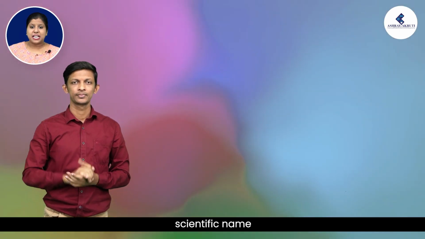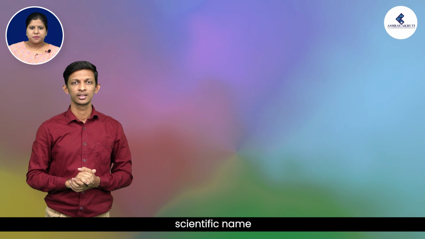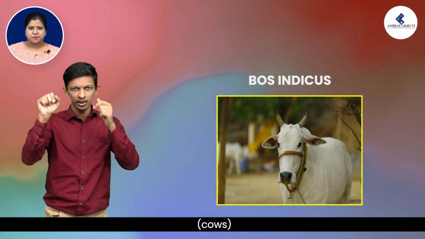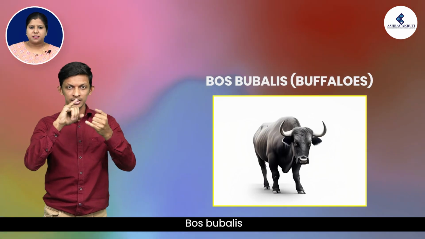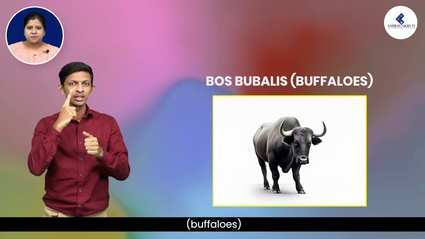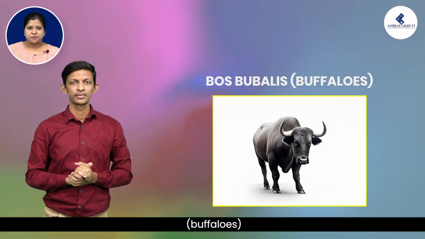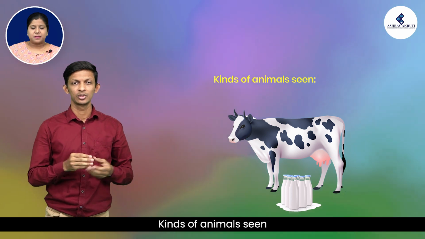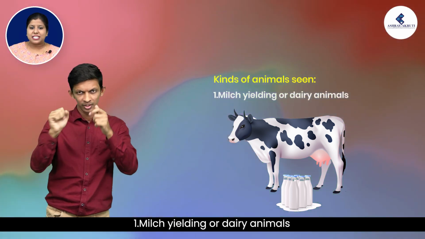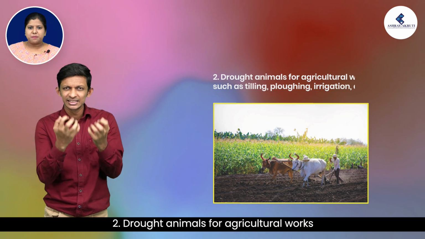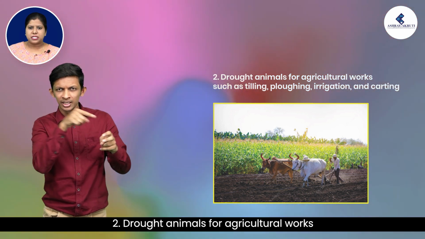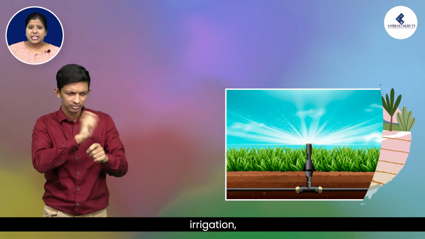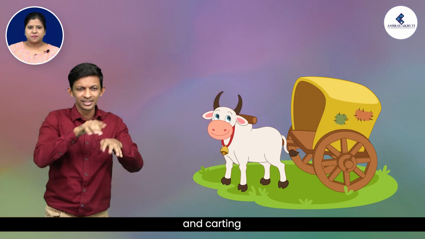Species, scientific name: Bos indicus, cows. Bos bubalis, buffaloes. Kinds of animals seen: milk yielding or dairy animals, draught animals for agricultural works such as tilling, ploughing, irrigation, and carting.